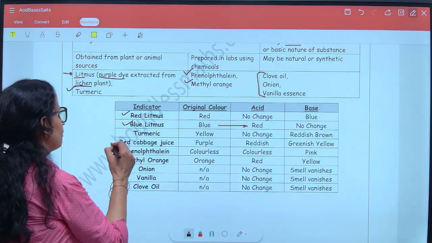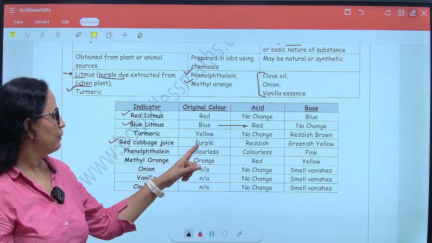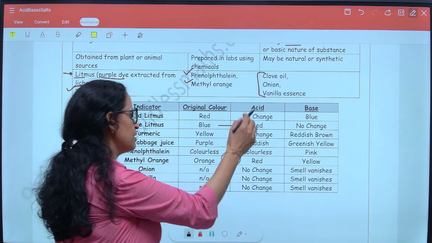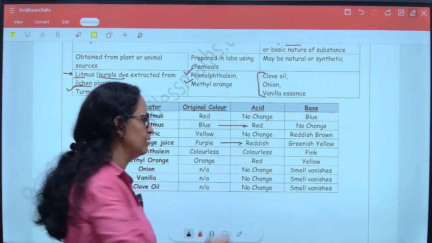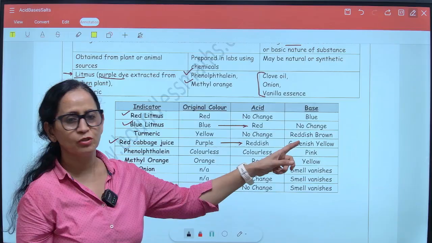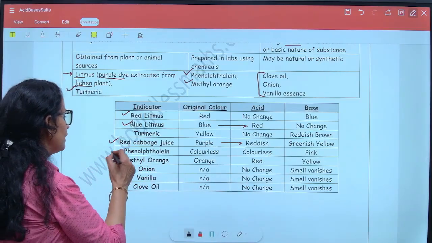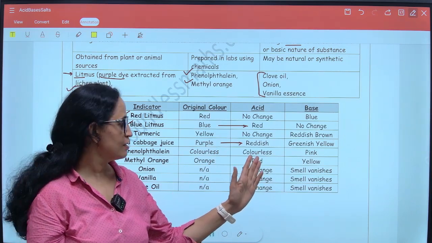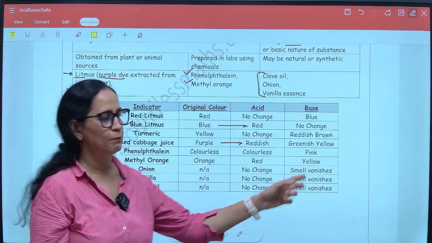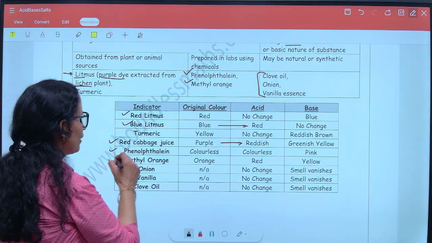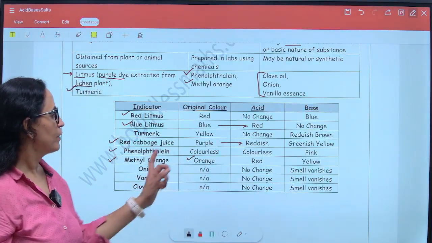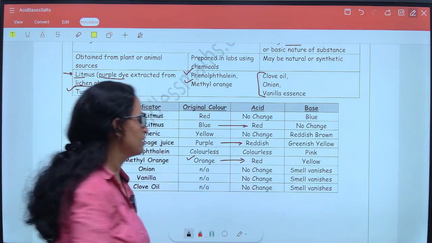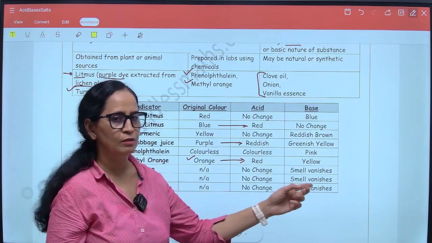Next is red cabbage juice. Originally it is purple in color. Acids change this purple color to reddish color and bases change it to greenish yellow. Phenolphthalein is a colorless indicator which does not show any change with acids, but it turns pink when used with a base. Next, methyl orange is originally orange in color. Again it changes to red with an acid. However, it changes to yellow with a base.